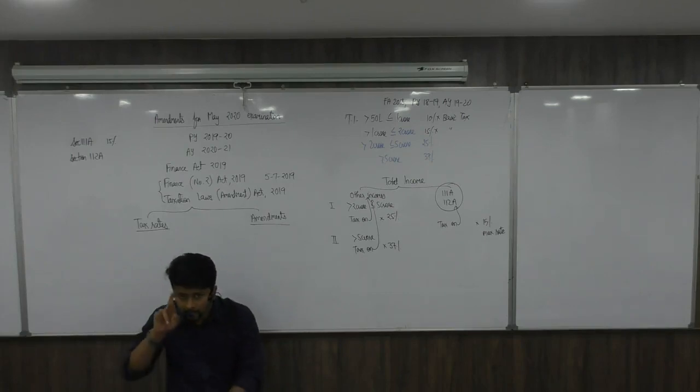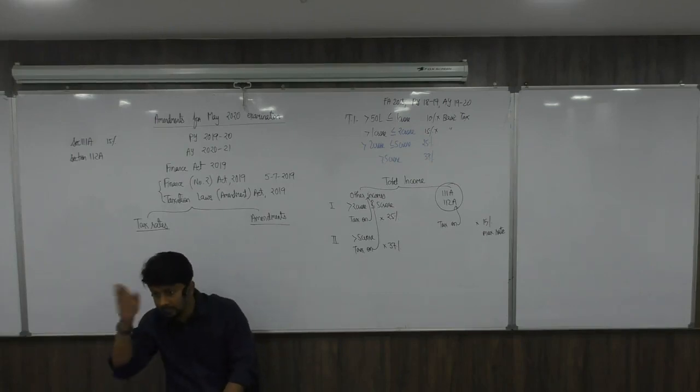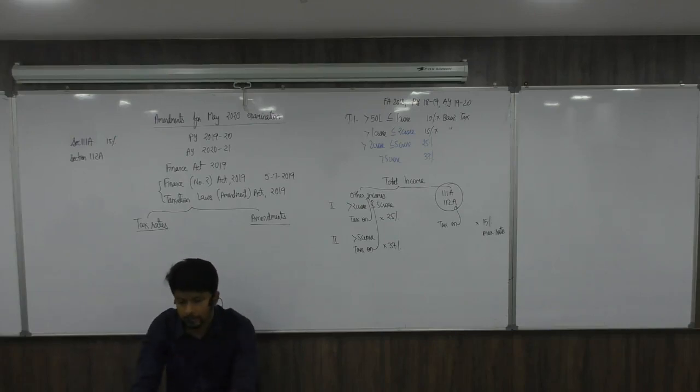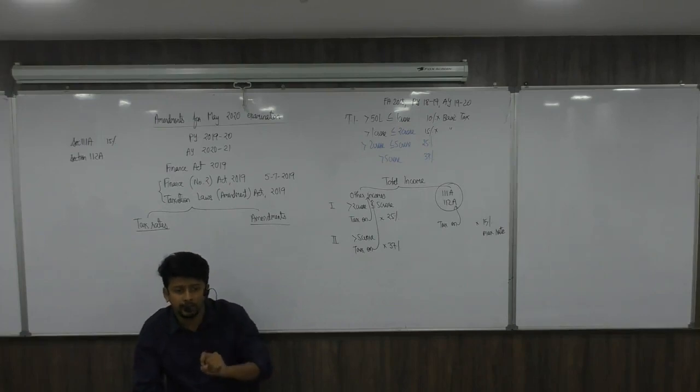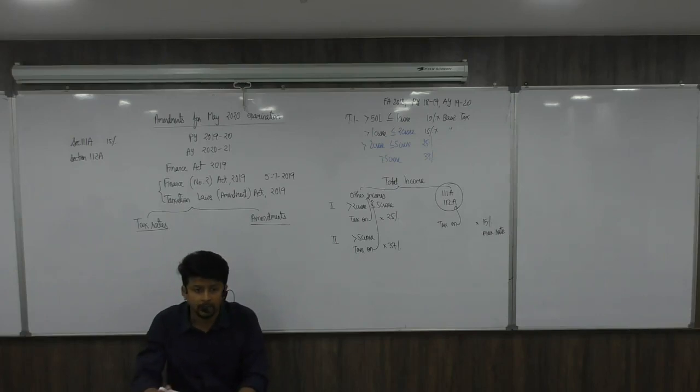Matlab, on the other hand, I'm also thinking like this. If my total income exceeded 2 crores, but only because I included the stock market wala capital gains. If my total income exceeded 2 crore rupees, but that happened because I included the stock market wala capital gain.